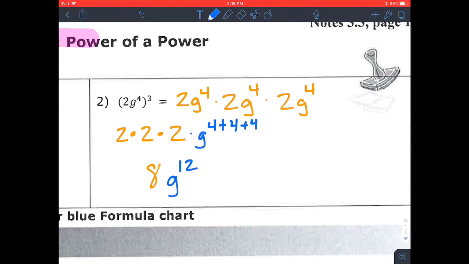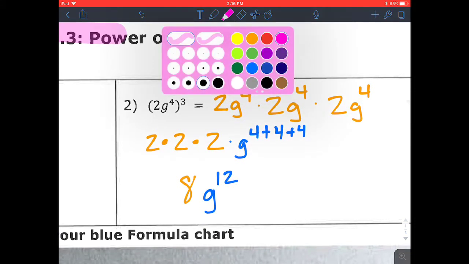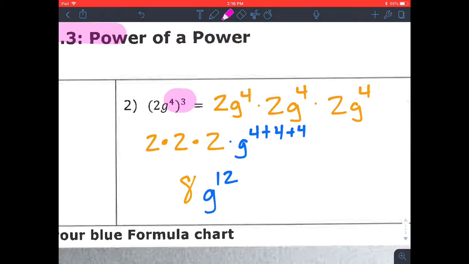Now mind you, I'm not doing this all out of my head. I'm using my calculator and I'm typing it in. Okay, so I want you to look at these two exponents versus this number. What do you notice? I hope what you said was the fact that 3 times 4 gives you 12.